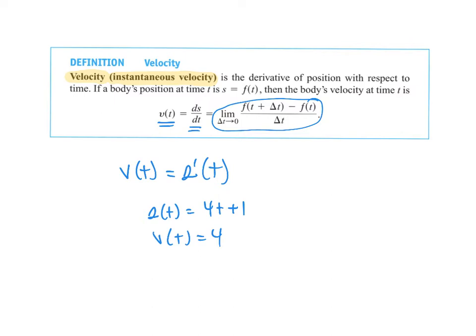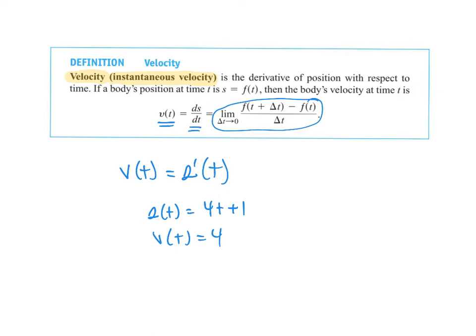Now, velocity in physics has direction. So the sign on the velocity tells us about that rate of change. And in particular, what it means is when your velocity is positive, you're moving forward, and when your velocity is negative, you're moving backwards. So keep that in mind, that velocity does have a sign. Moving forward is different than moving backwards.